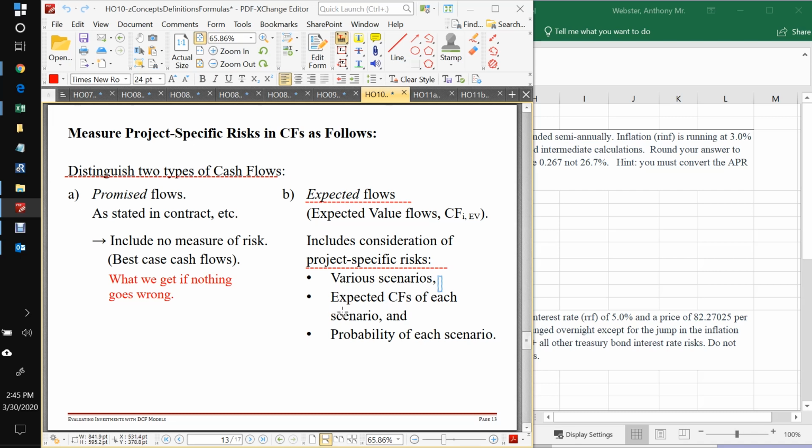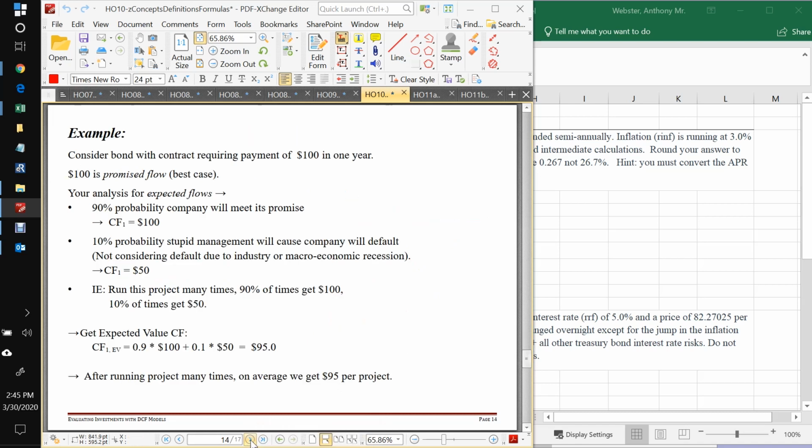And for each scenario, we want to see what our future cash flows would look like in our best estimate. This is hard to do. We also want to consider the probability of each scenario: the probability of a good management team with a good menu and an awesome looking clean restaurant, and the probability of a bad management team with a bad menu and maybe not such a great looking restaurant. So here's an example of how we do this.